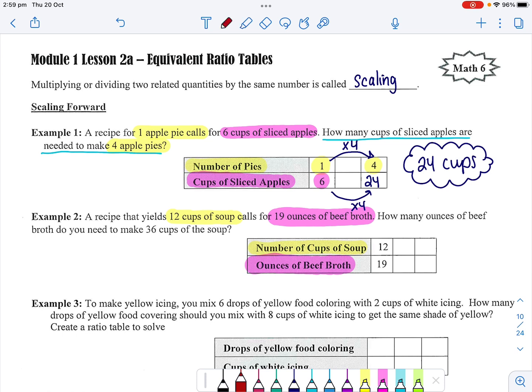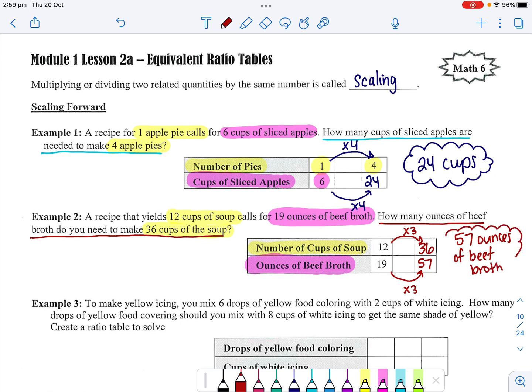And now it says, how many ounces of beef broth do you need to make 36 cups of soup? And I'm going to look at my table and I'm going to say, okay, number of cups of soup was highlighted in yellow. So I'm going to highlight that in yellow. And that means that that number is going to go in the yellow part of my table, the top part of my table. And again, looking at these two numbers, 12 over 19, I want to get from 12 to 36. So I'm going to multiply by 3, and then 19 times 3 is going to be 57. So it's going to be 57 ounces of beef broth. And that's my bubble answer. So I'm using equivalent fractions, I'm using equivalent ratios, and I am scaling forward by multiplication.